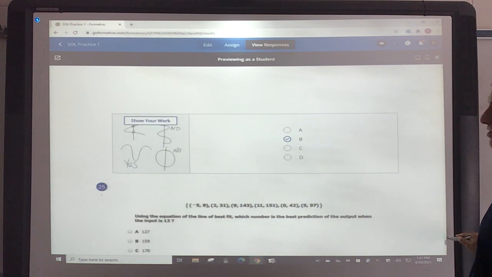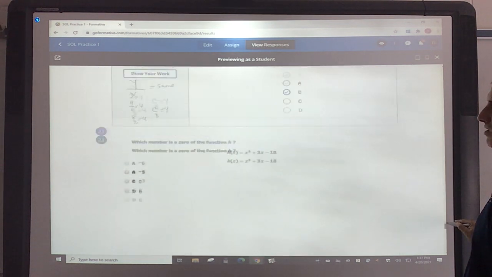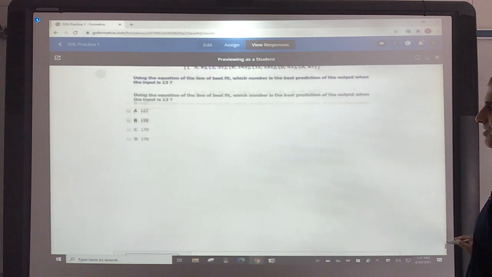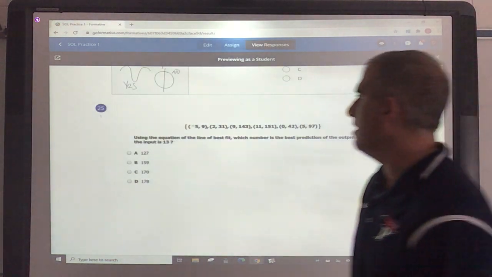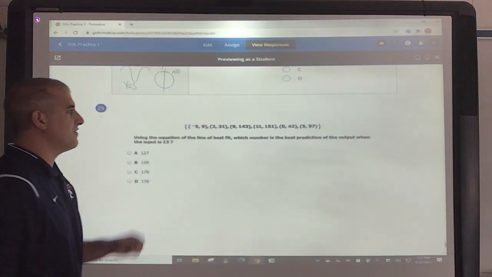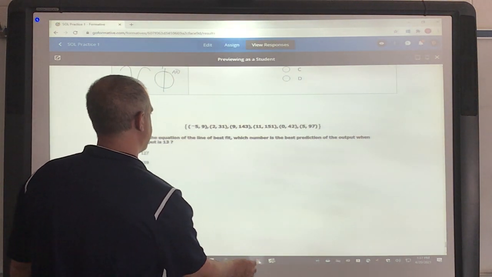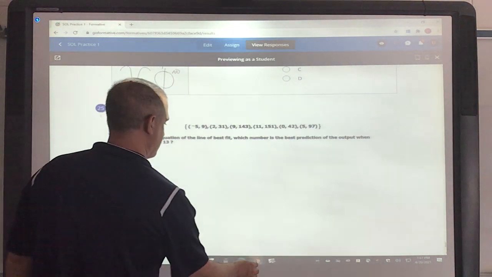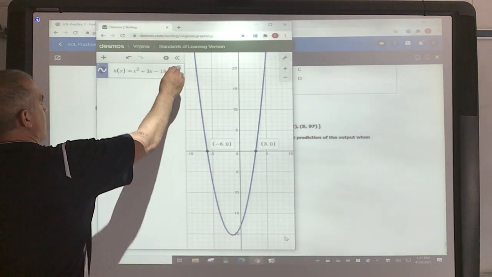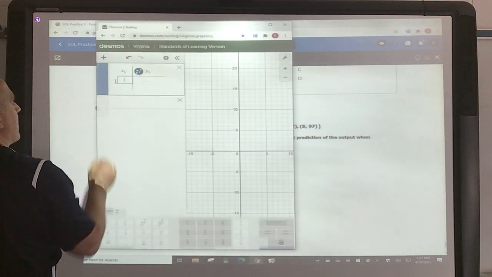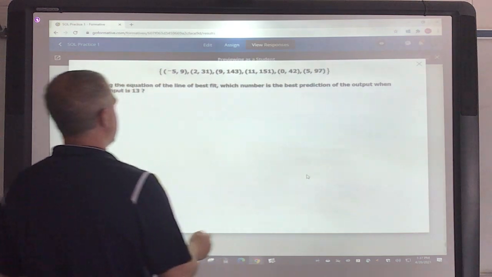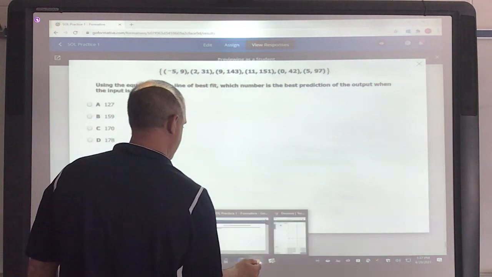I think this is the last question. Okay, so this is the last question. This will be the trickiest one. Using the equation of line of best fit, so it's telling us it is a line, okay? All right, predict the input at 13. So what I would do is I go in and make my table again. Okay, so I got -5 and 9.